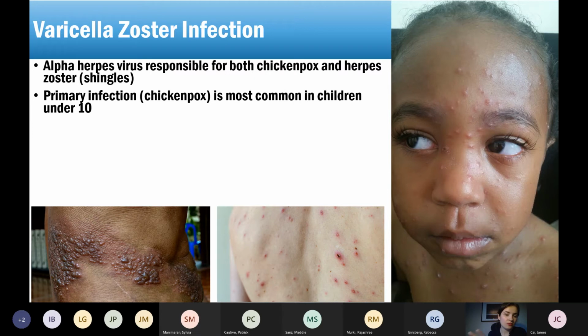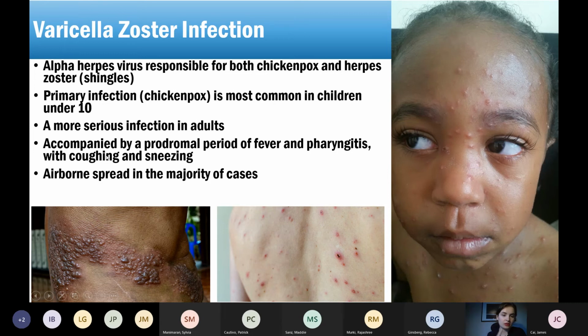Chickenpox itself is usually spread by airborne spread, so they'll usually be coughing and sneezing. That's an important step in prevention of spread, really. And usually it's about 14 days to 3 weeks that they have as a prodromal period.